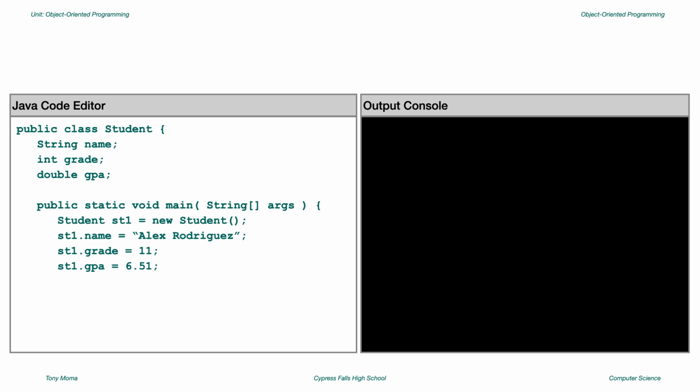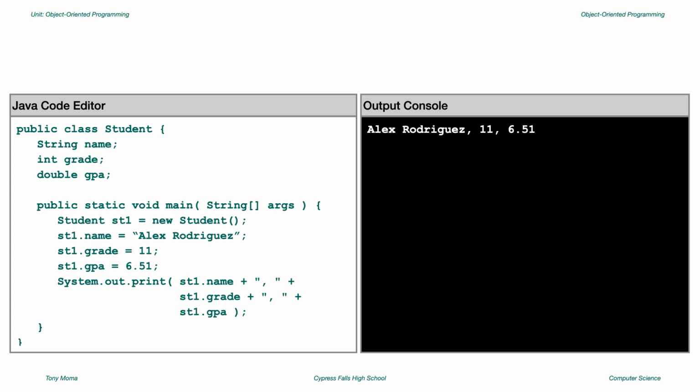Now that my student object is storing the data that I wanted to store, I can now, if I so choose, print it all out in one line, separated by a comma and a space. If I do that, it would look something like this. System.out.print st1.name, followed by a comma and a space, followed by st1.grade, followed by a comma and a space, followed by st1.gpa. When I execute this program, this would be my output.